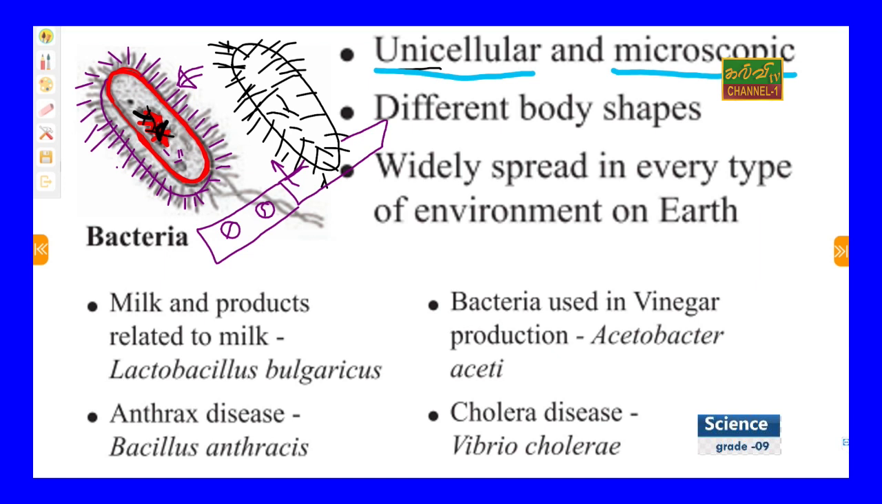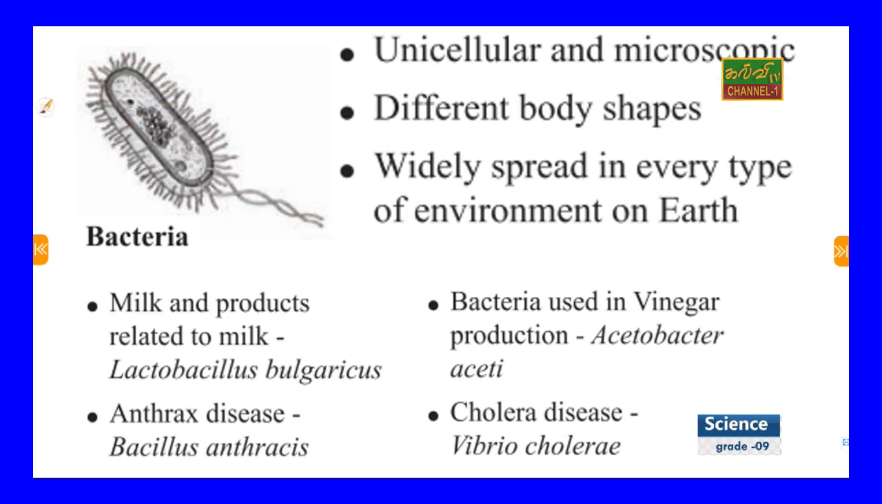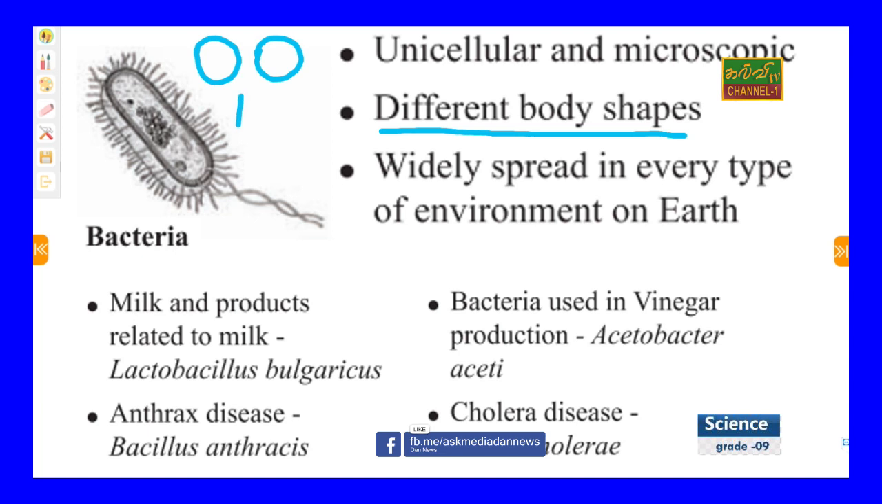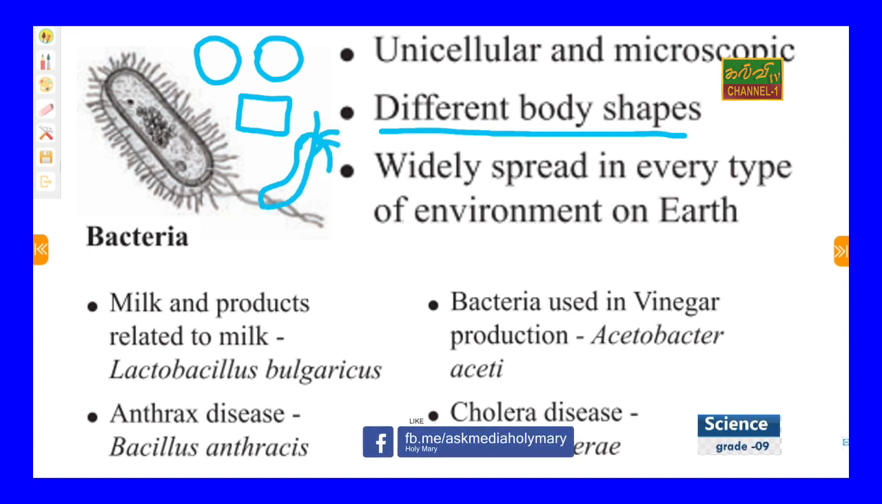Bacteria have different body shapes. Some bacteria are called coccus, which means round shape. Some are rectangular, that is bacillus. Sometimes bacteria of spiral shape are found. Different body shapes, and widely spread in every type of environment on earth.